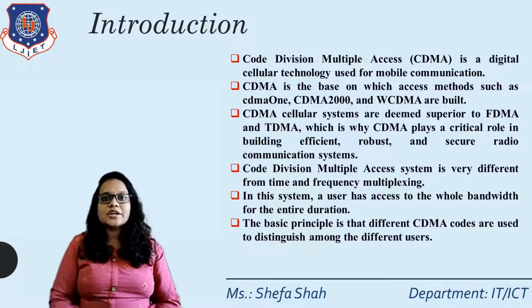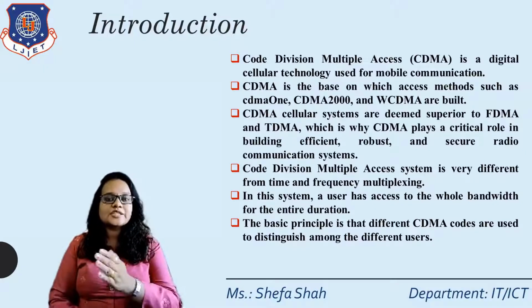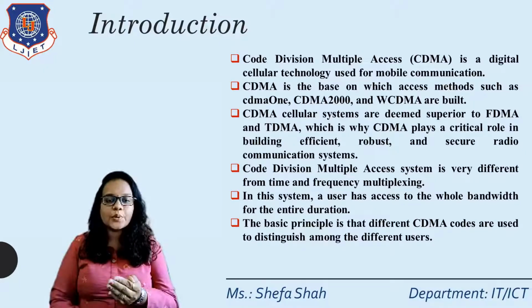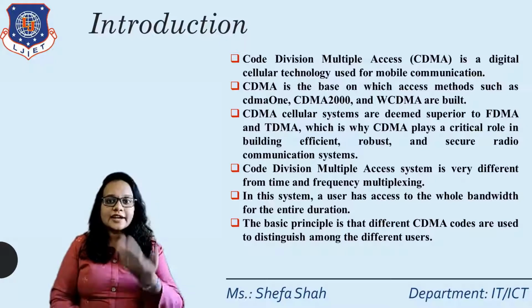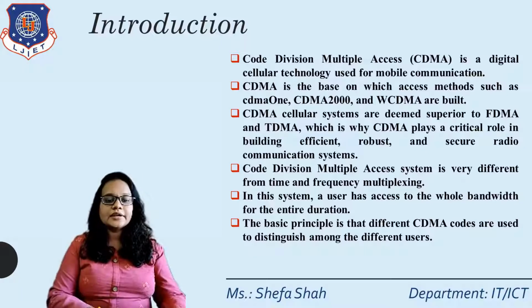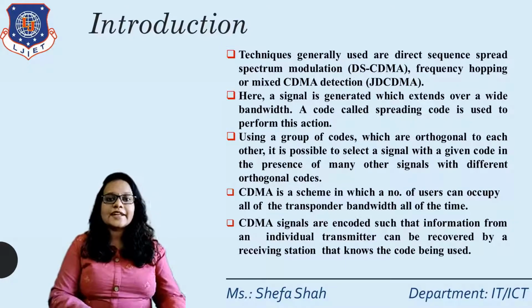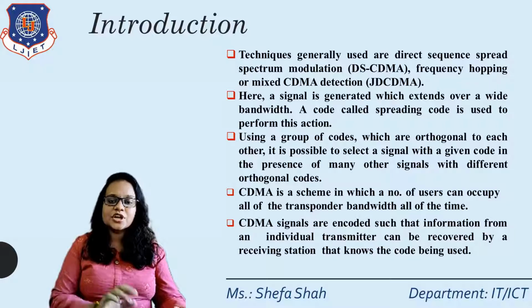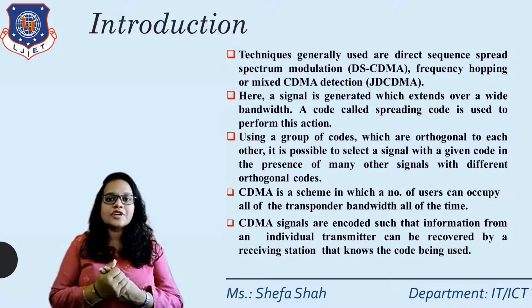So similar to FDMA and TDMA, here in CDMA, different codes are given as per the user request, and on that particular code the user can send or receive data to another user or another network, right? Now techniques generally used are direct sequence spread spectrum, that is DS-CDMA, and frequency hopping or mixed CDMA detection. So these are the two methods by which CDMA works.